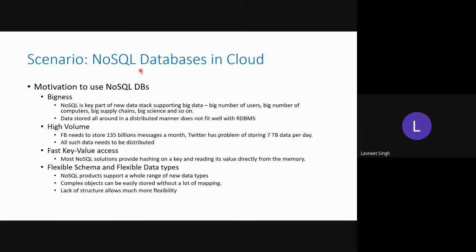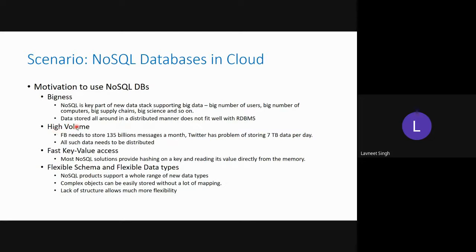Now you might be thinking, how then does NoSQL manage it? We'll see. It does not manage it actually, because if you want to ensure the transactional thing, then you better use RDBMS, right? So then the second motivation to use NoSQL: high volume.